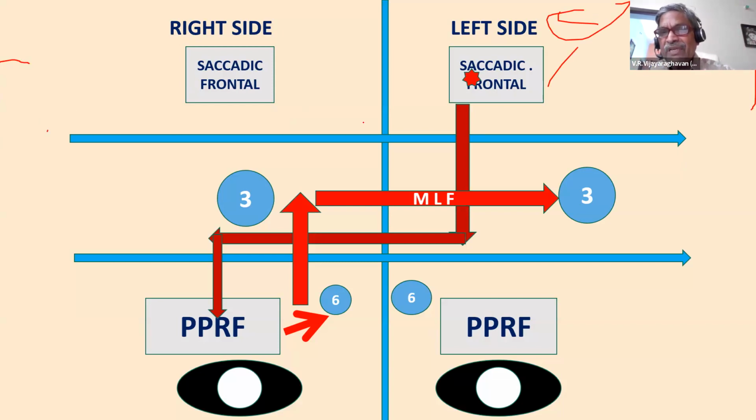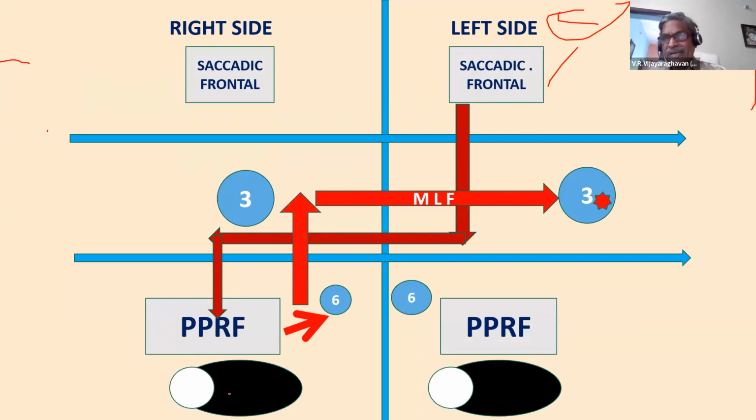Now, what's happening? Instructions have come from the left side, crossing in the midbrain. You see now, it comes to my right PPRF, and then it's going via the medial longitudinal fasciculus. You see now the eyes are going towards the right side. That means the left frontal lobe sends impulses for the fast movement, which cross in the midbrain and come to the opposite side, that's the right side.